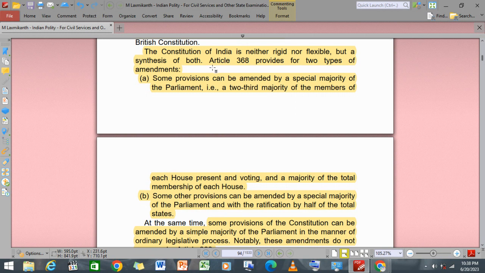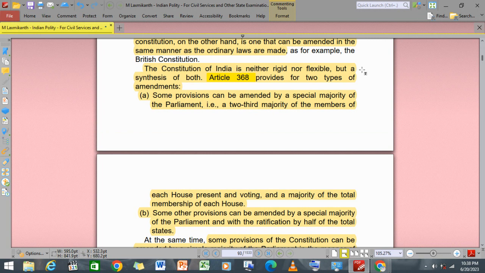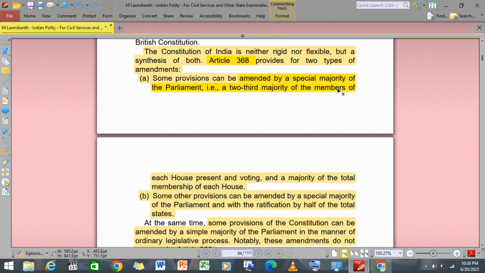That is Article 368, which gives power to the Indian Parliament to change or amend anything in the Constitution, but it cannot change the basic structure of the Constitution as per the Kesavananda Bharati case. And some provisions can be amended by a special majority of Parliament, if they want to do it.